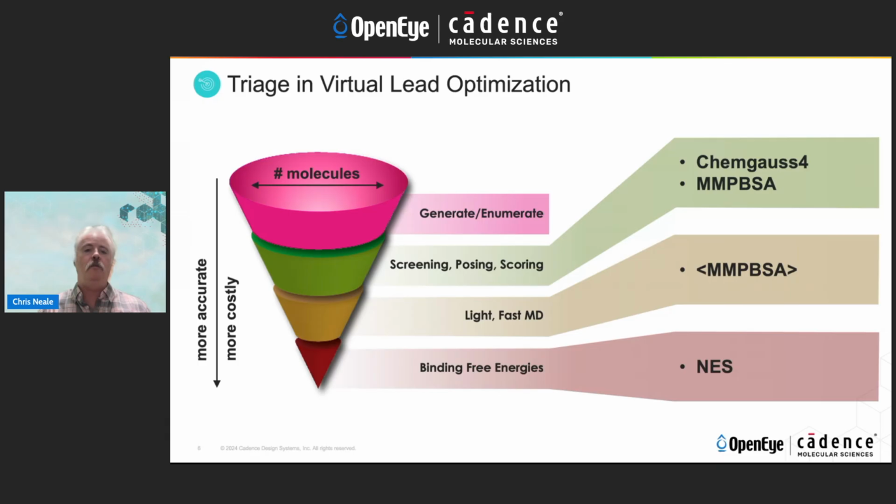Moving down the funnel from there, we can run some short molecular dynamic simulations, collect the ensembles of those trajectories in which we have some thermalization and relaxation in the context of explicit water, and then run MMPBSA on those conformations and get an ensemble average MMPBSA score. Finally, at the bottom of the funnel, we've got our heaviest and most accurate approach. It's a relative binding free energy approach called non-equilibrium switching, or NES.